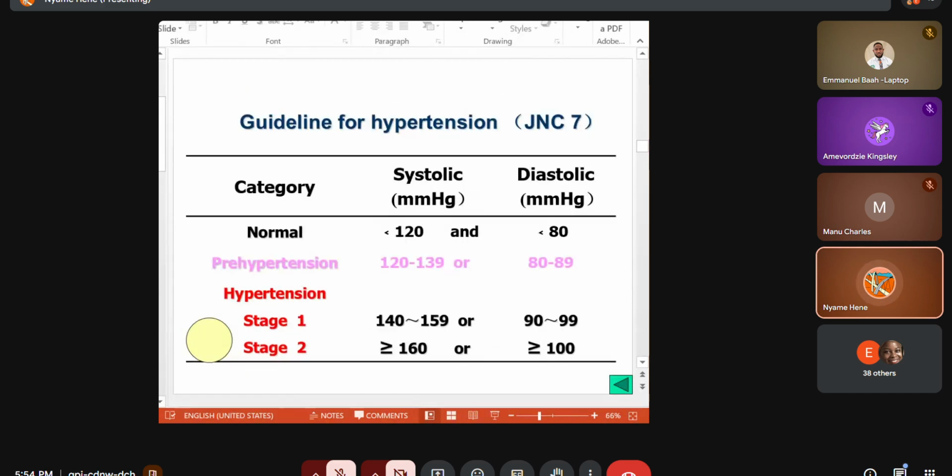We also have another classification here, another one they classified. They brought it down into series. We have JNC 6, JNC 7. So we have the JNC 7. We have pre-hypertension. Then we have stage 1 and stage 2.